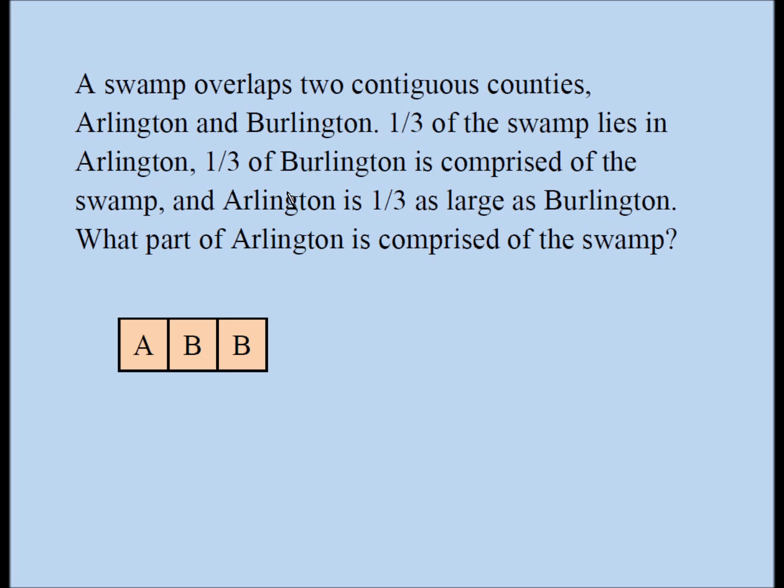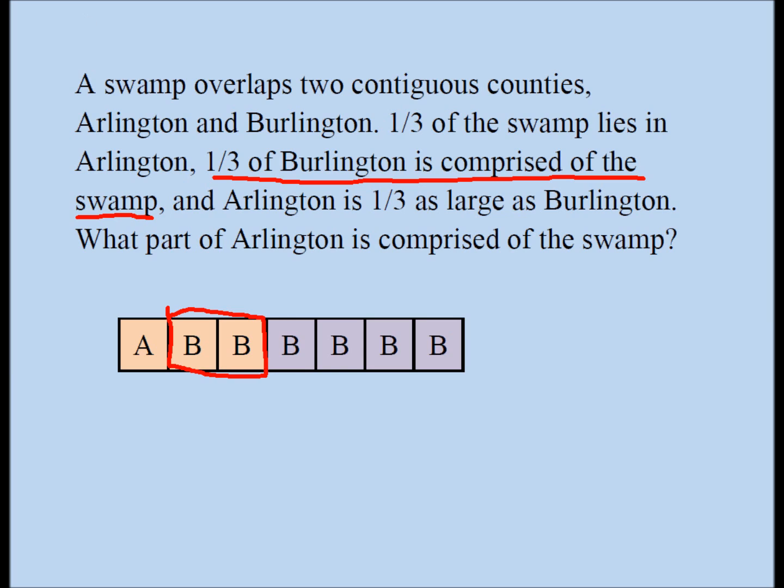tells me one-third of Burlington, let's erase that. One-third of Burlington is comprised of the swamp. So this is only a third of Burlington. If what you see here is a third of Burlington, Burlington should have altogether 6 squares, because 2 is one-third of 6.